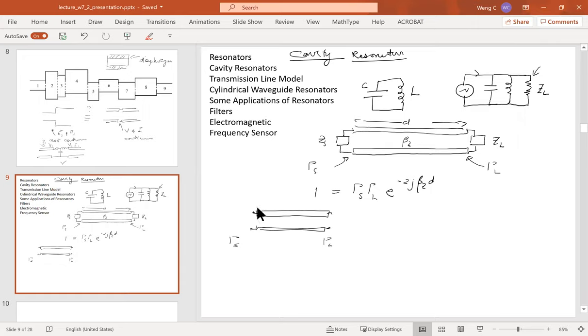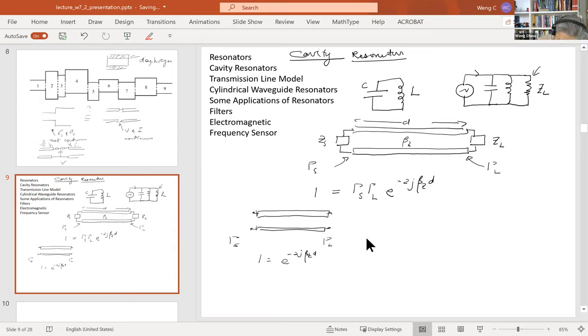So what is the reflection? It should become one, very good. Similarly, on this end, the reflection coefficient is also one. So the resonance condition is just this, because both the reflection coefficients are one.